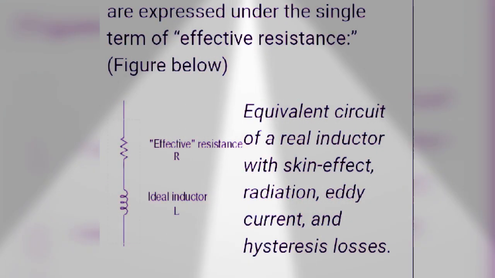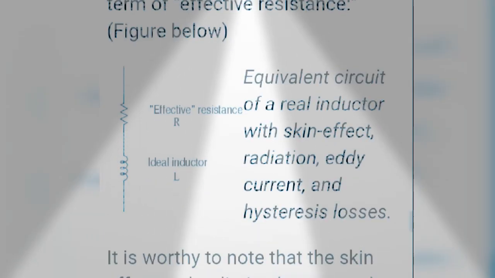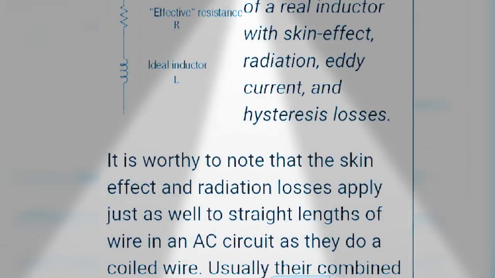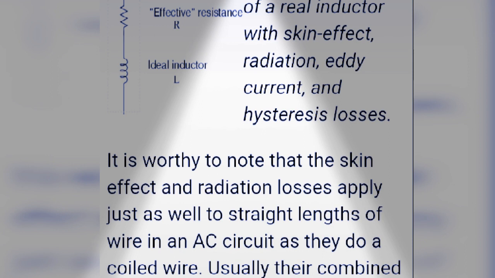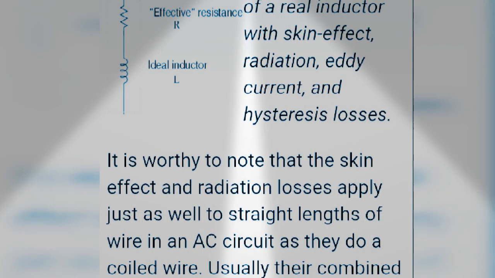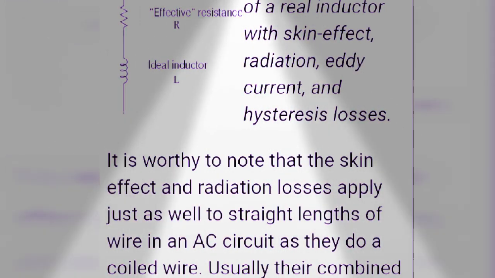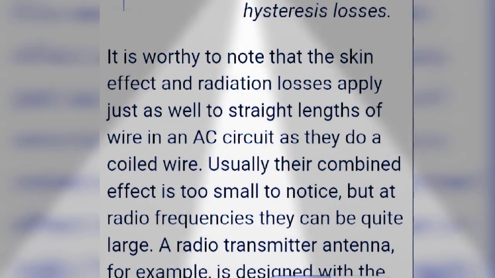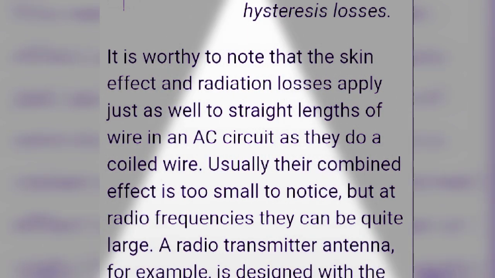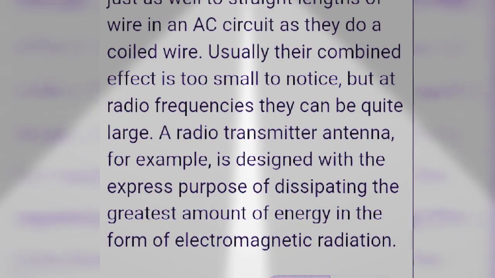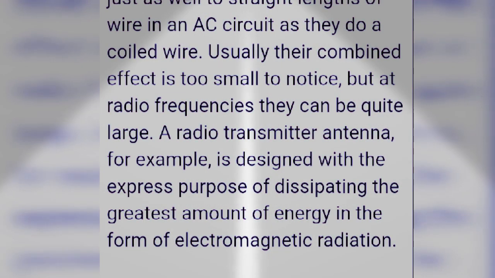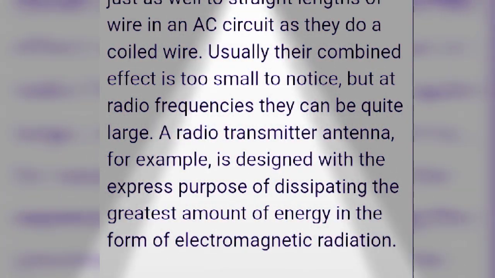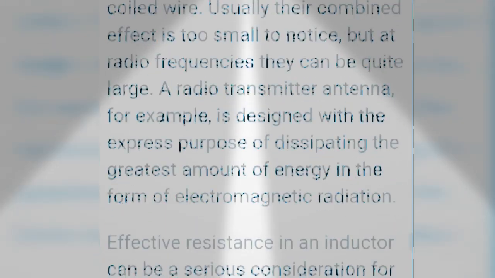Effective resistance R and L is an ideal inductor. It is worth noting that the skin effect and radiation losses apply just as well to straight lengths of wire in an AC circuit. They are usually in combination too small to notice, but at radio frequencies they can be quite large. A radio transmitter antenna, for example, is designed expressly for the purpose of dispatching the greatest amount of energy in the form of electromagnetic radiation.